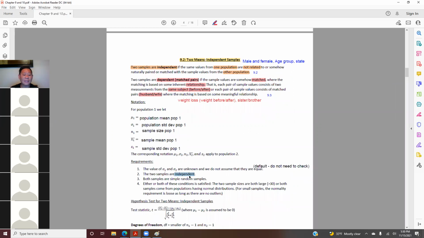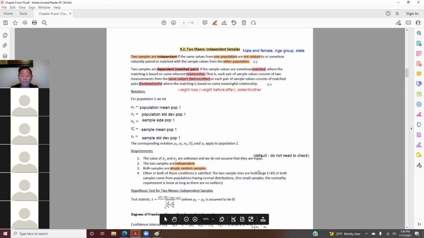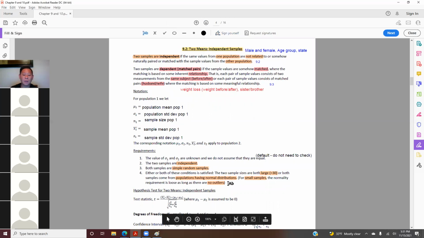Make sure these two samples are independent. Again, independent means one population is not related to the other population. They must be simple random samples, and your sample size has to be large, or your population has to be normally distributed. If you have small samples, make sure that you check for no outliers. So if you don't have more than 30 samples, you can still use this as long as your sample doesn't show any outliers. So you have to draw a box plot here. Okay, so a box plot will be the one that you draw.